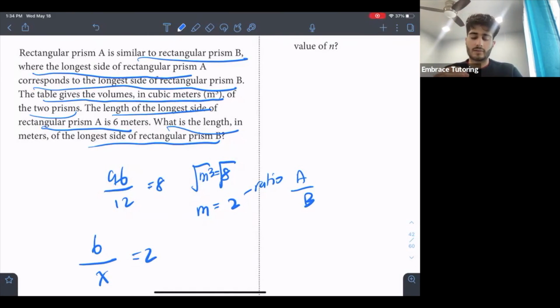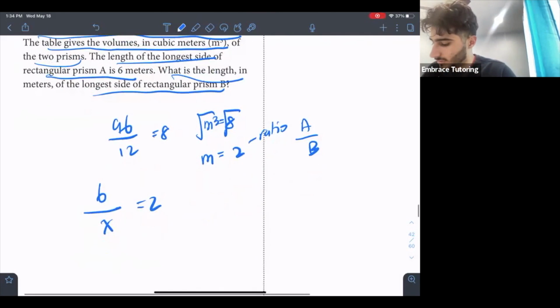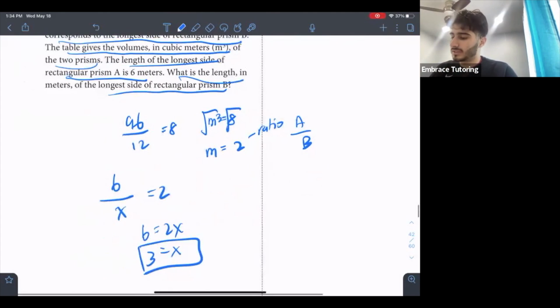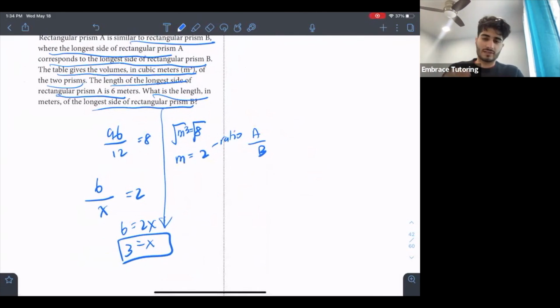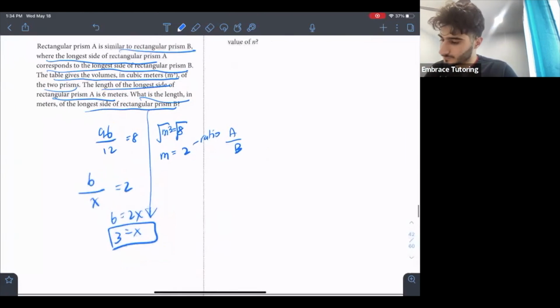what value of x of rectangular prism B would give you a ratio of 2? And so the way to solve this is you could do 6 is equal to 2x, and x is equal to 3. And that will be the length of the longest side of rectangular prism B. So it's just determining the ratio between the volumes, cube rooting to put it in perspective of the lengths of both prisms, and then putting that ratio, the numerical value, as a ratio of any two sides, and then finding the length of the rectangular prism B.